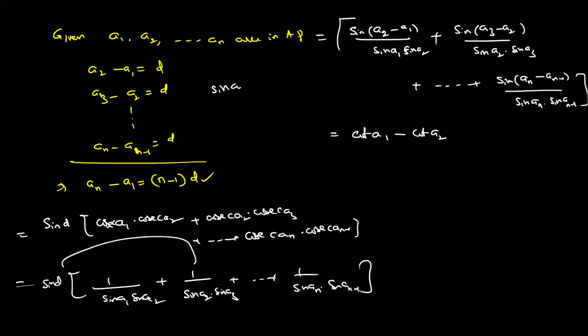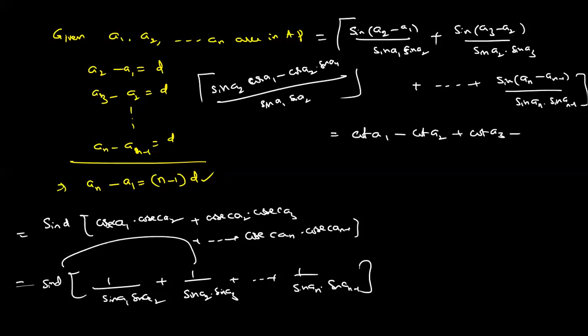Just a minute to verify better. Minus cos A2 into sin A1. Now check it, dear students. Now see. Sin A2 cancel, cot A1 minus cot A2 plus cot A2 minus cot A3 plus and so on, cot A(N-1) minus cot AN. What you are observing, each and every term is cancelled except first and last. Am I correct? See carefully. This is the minus, this is the plus.